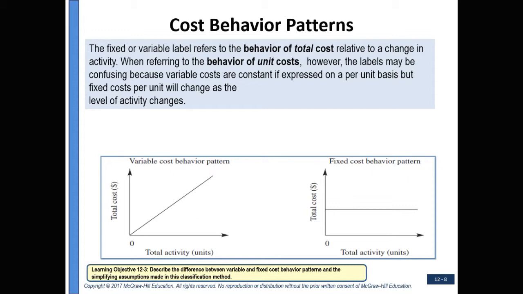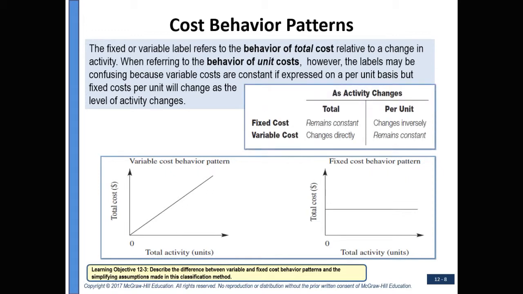activity changes. So it's really necessary to understand how the behavior patterns of a total cost basis and a per unit basis react for variable and fixed costs. Variable costs will change in total as activity changes, but they are constant on a per unit basis within a relevant range. Fixed costs do not change in total as activity changes, but they do vary if we express them on a per unit basis as activity changes.